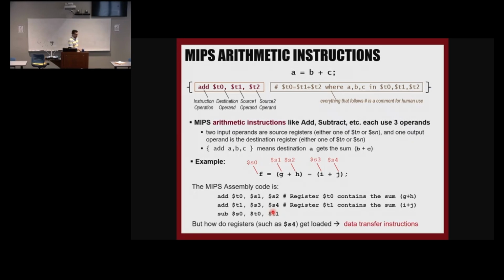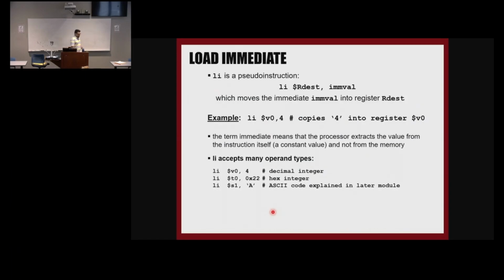But now the question is, how do we move data to these registers? Because in the beginning everything is 0. So how do we move some content to these registers? And for that we need to talk about the data transfer instructions. One data transfer instruction that is very useful is called load immediate. Load immediate is used when you want to move a value, like an immediate value, to a register. The instruction for it is LI, load immediate. So when we have load immediate V0 and 4, the content of register V0 is going to change to 4.